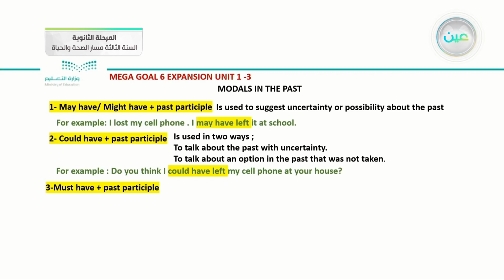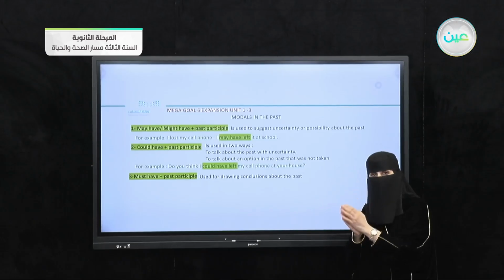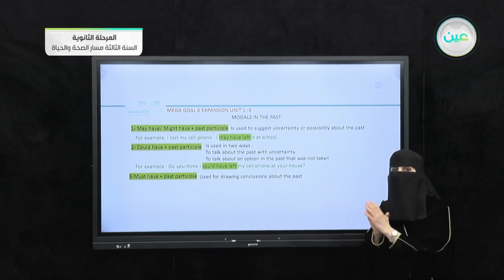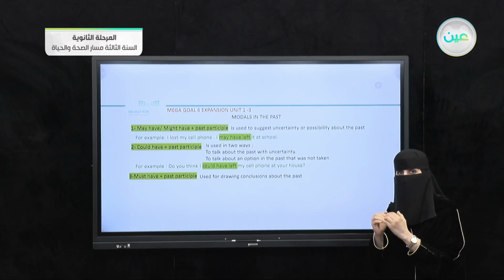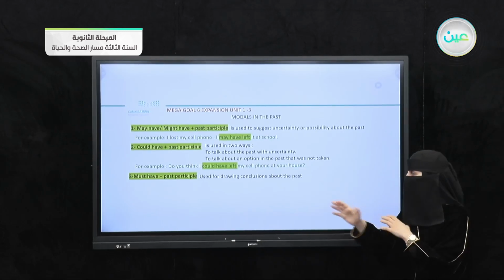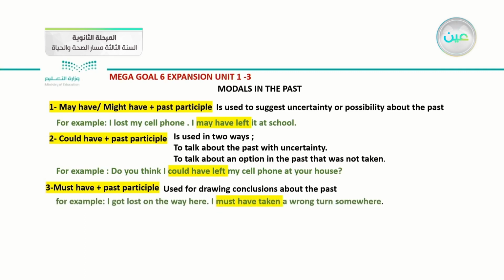So now we want to see what happened with must. We use it for drawing conclusions about the past. If I want to make a conclusion about something that happened in the past, using the past modals, I should use must have, then follow it with a past participle. Let me give an example. For example, I got lost on the way here. I must have taken a wrong turn somewhere.